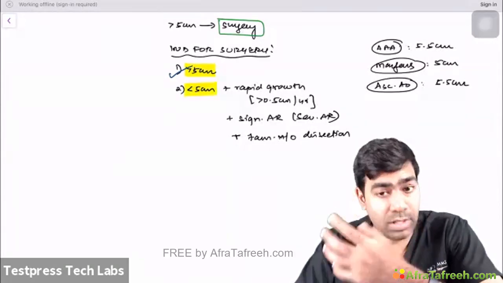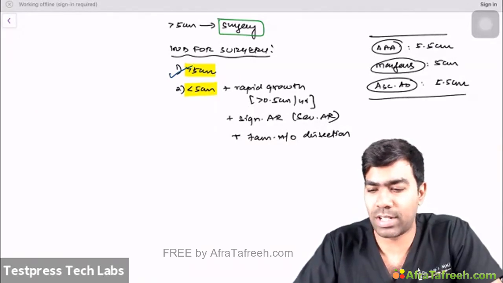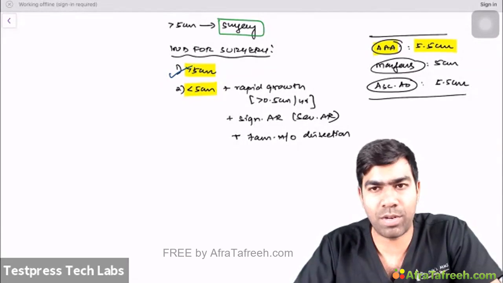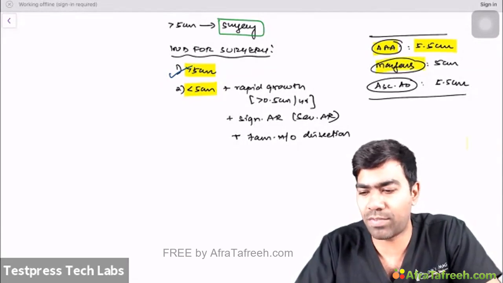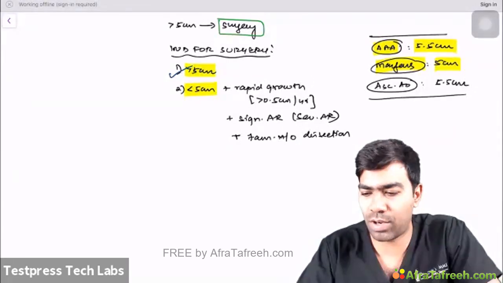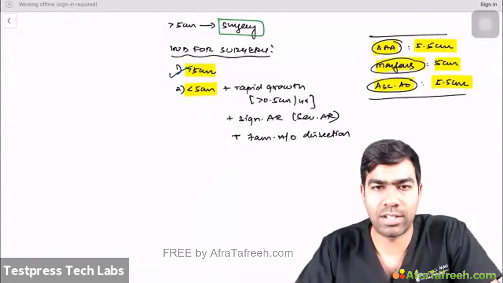Clear? So this is how you're going to do a surgery. These are the thresholds for surgery as far as the aortic dilatation is concerned. For abdominal aortic aneurysm, 5.5 centimeter, which I've discussed already. For Marfan's, 5 centimeter, we have discussed already. I told you that's the threshold. And for ascending aortic dilatations, 5.5 centimeter is going to be the surgical cutoff.